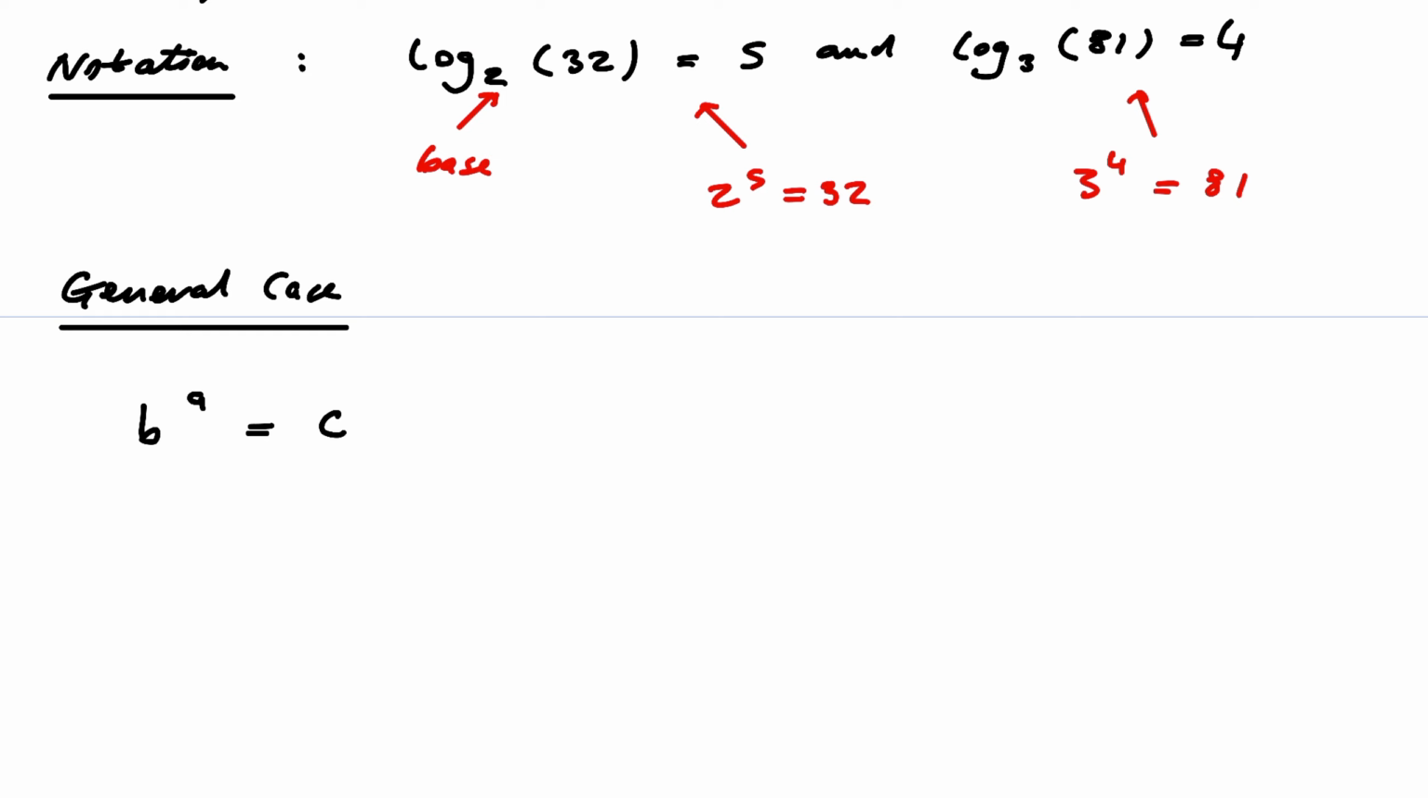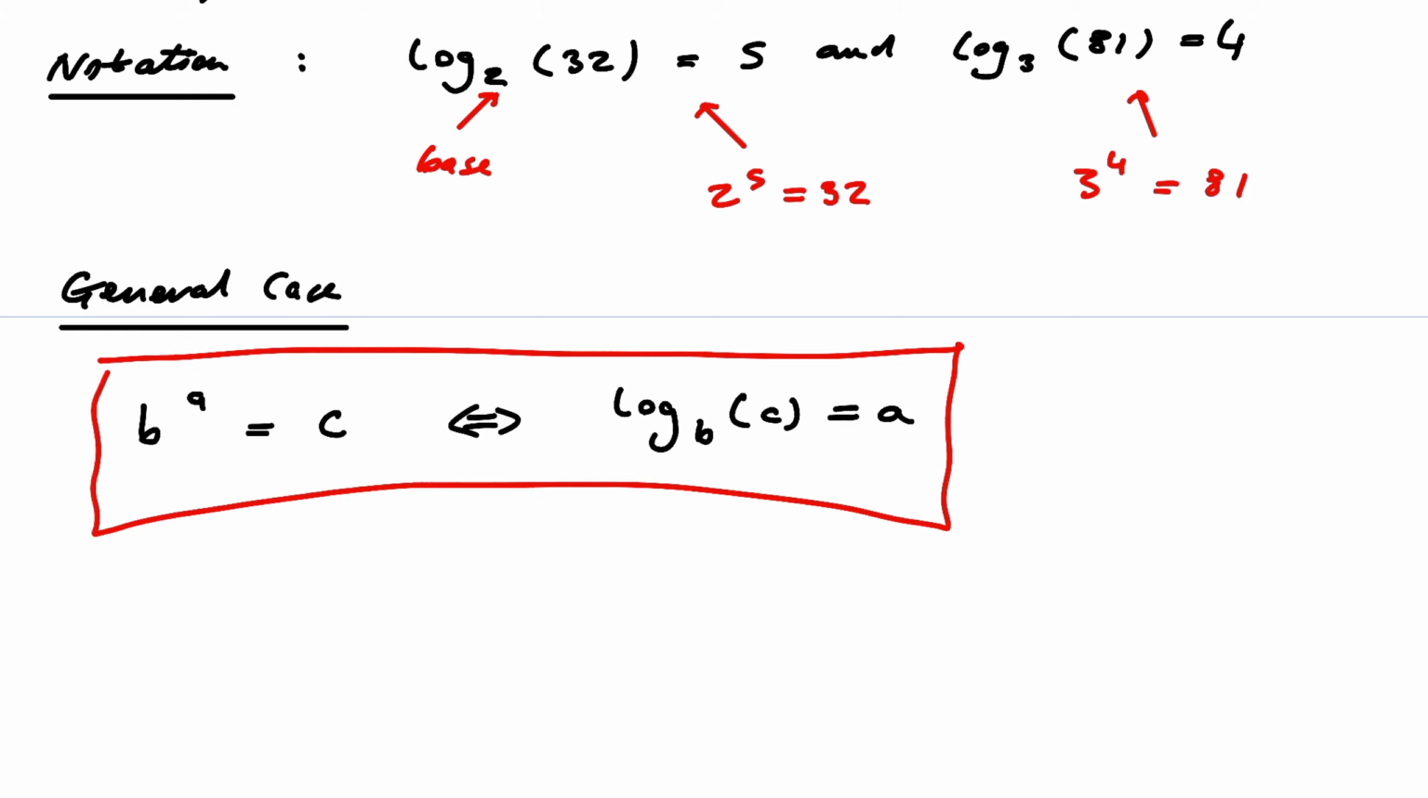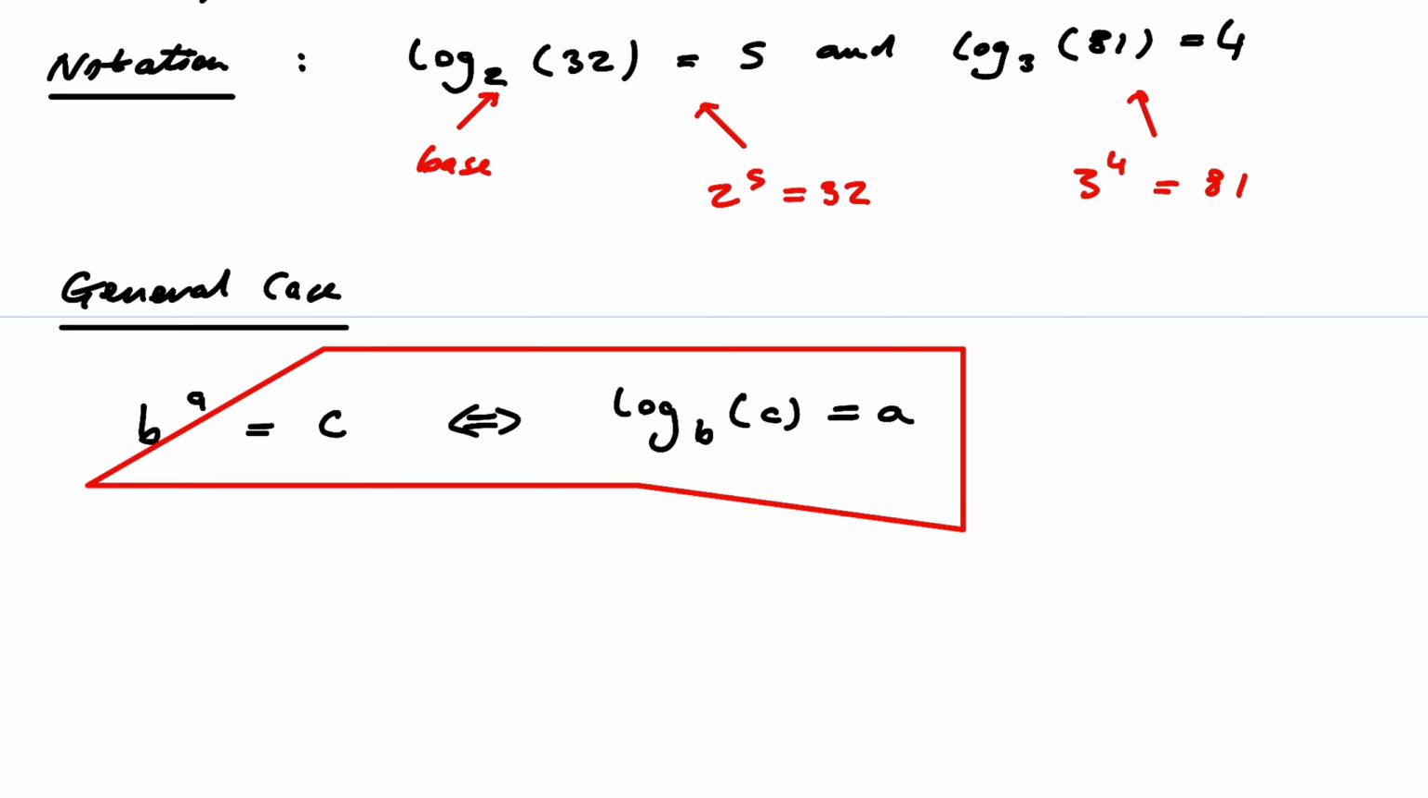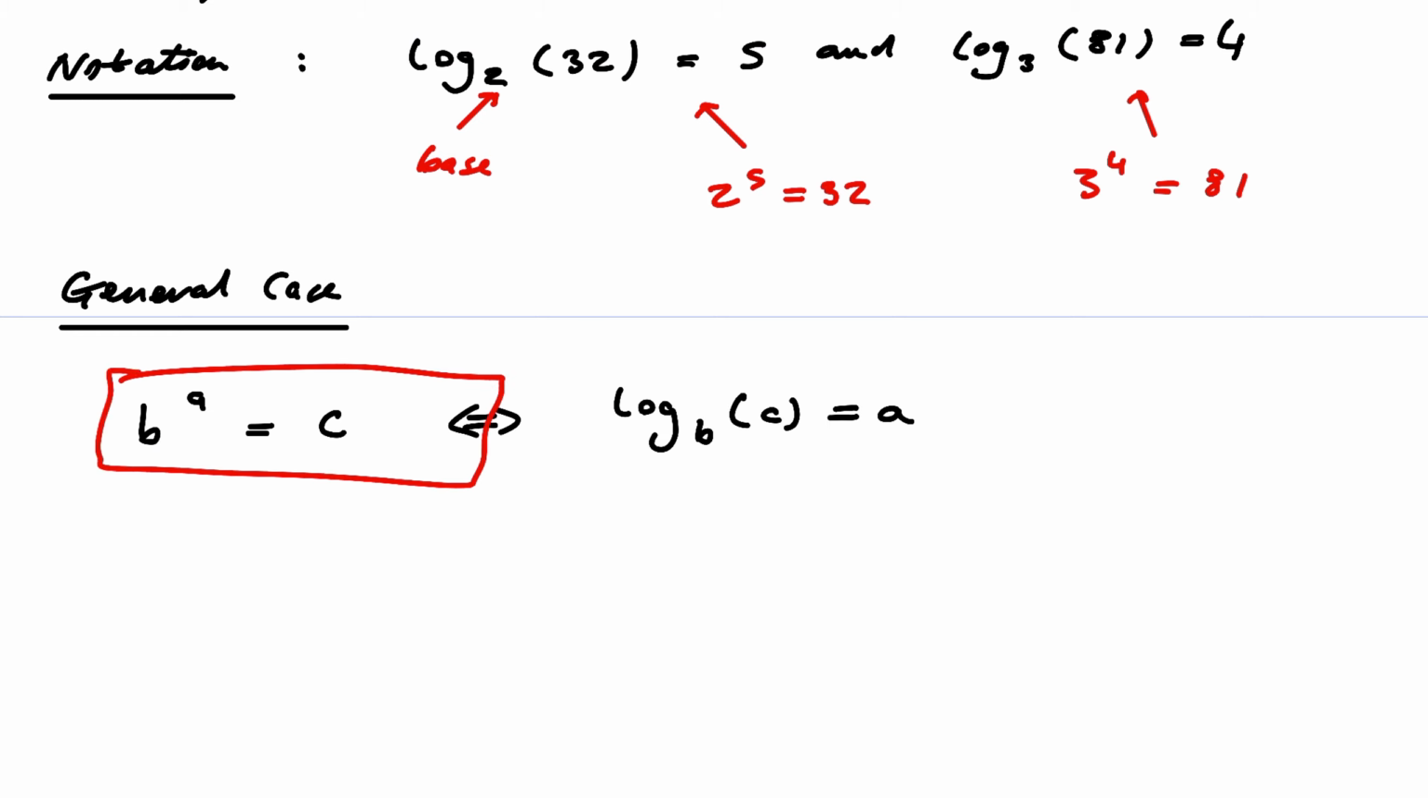That's the a. So the notation I'm going to use for this is, if and only if, log to the base b of c is equal to a. So that is going to be the meaning, if you want, of what log to the base b of c is. So this is very important. This is basically me defining what a logarithm means.